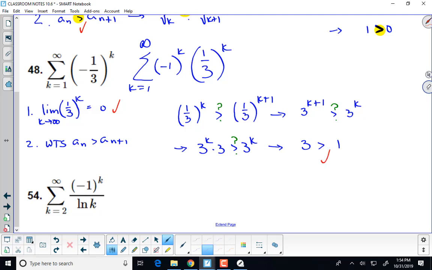True. So then we go all the way back through. We've shown that this is true, so that's a check. So then we conclude, therefore, converge. It's going to be by the alternating series test.